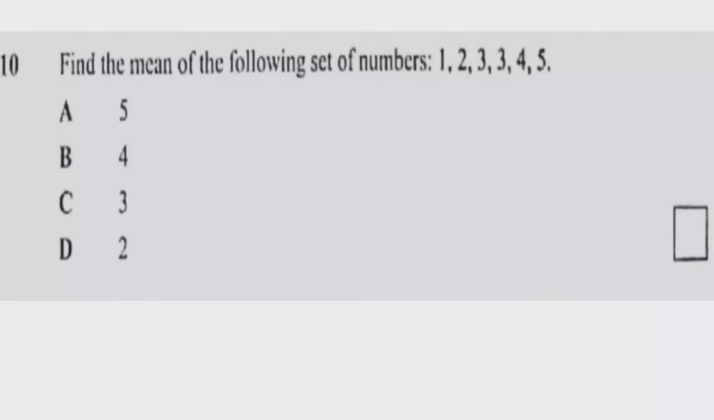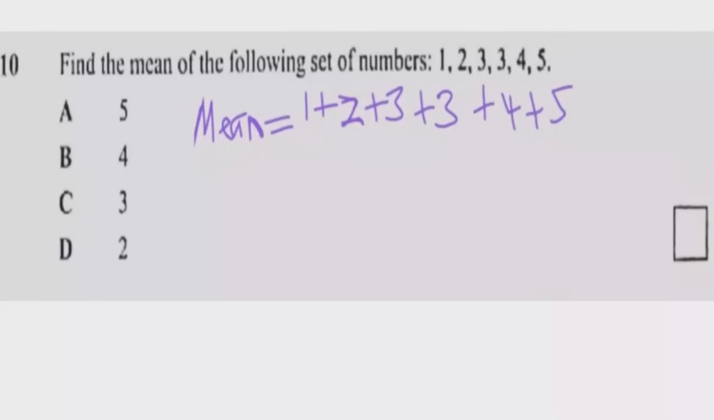Now we should understand that the mean is the average. So how do you find the mean? First you add the items that you're given, then you divide by the number of items. So we can say mean is equal to, so we add these numbers. So we say 1 plus 2 plus 3 plus 3 plus 4 plus 5 over how many items are there? We have 1, 2, 3, 4, 5, 6. There are 6. So divide by 6.